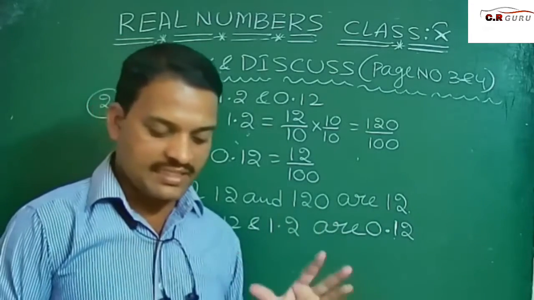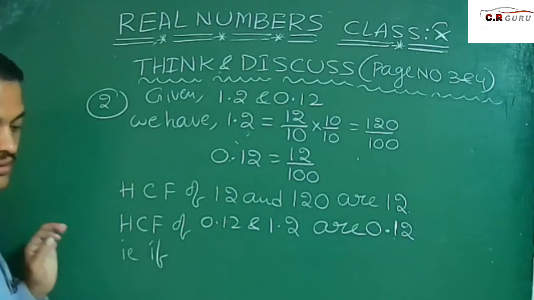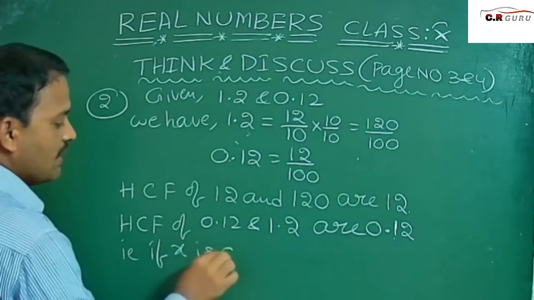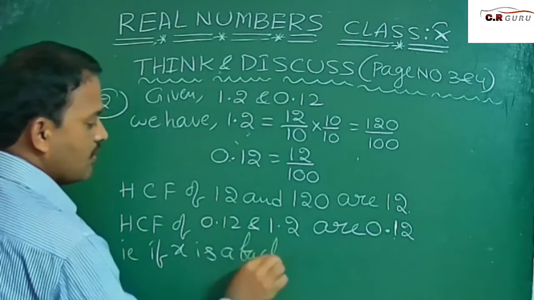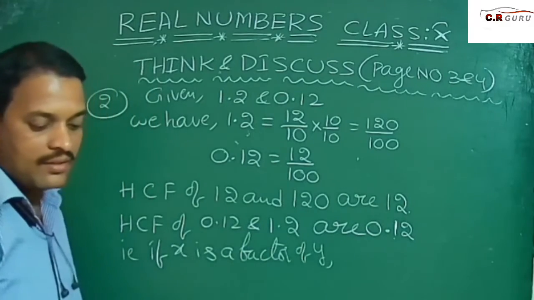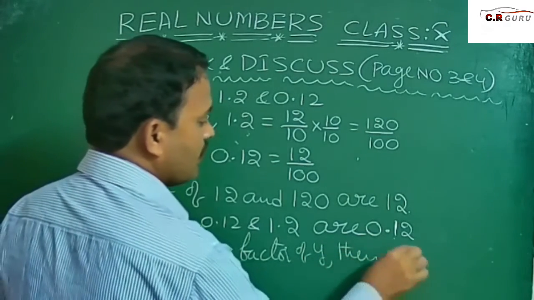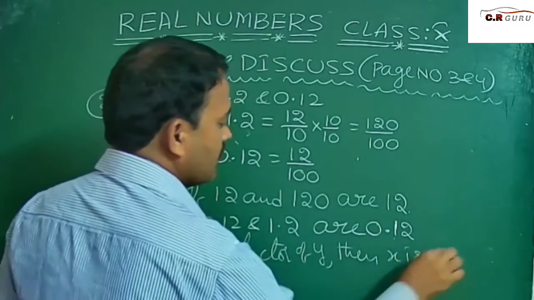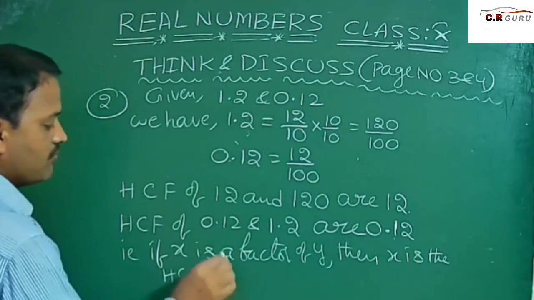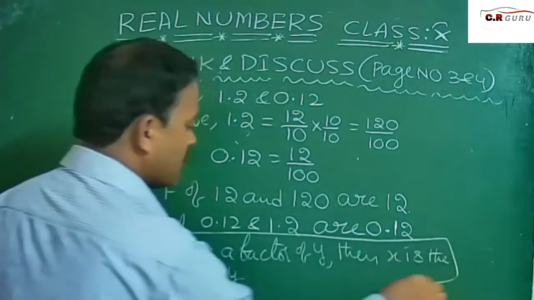Then generally, if x is a factor of y, then x is the HCF of y. So this is the general method.